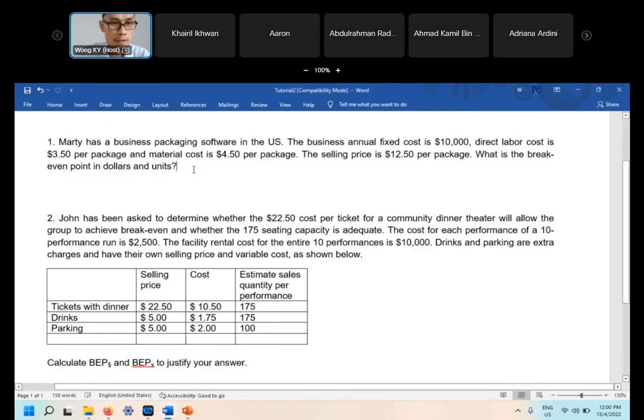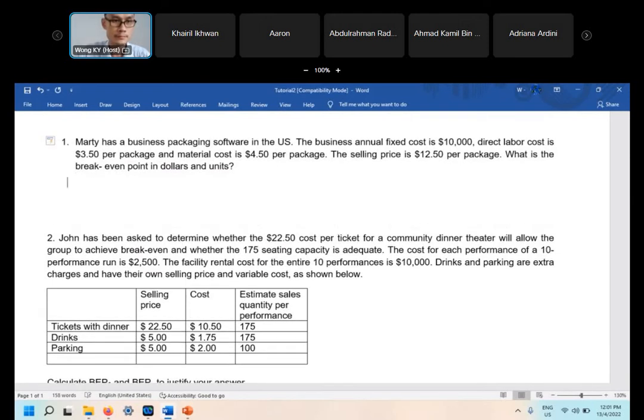The first question: Marty has a business packaging software in the US. The business annual fixed cost is 10,000. So fixed cost is 10,000, so F equals 10,000. What else is given?